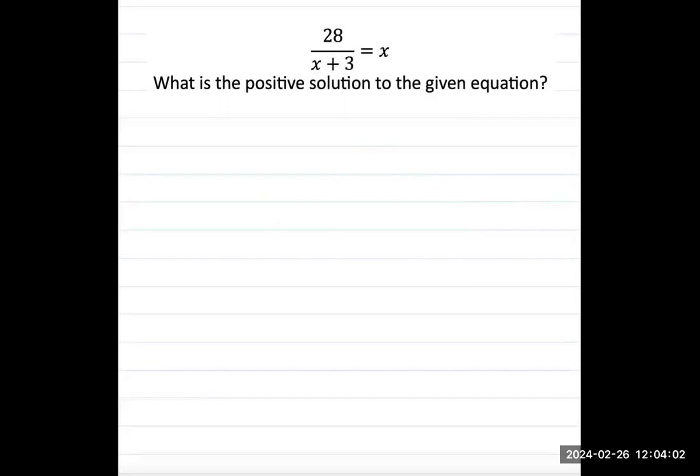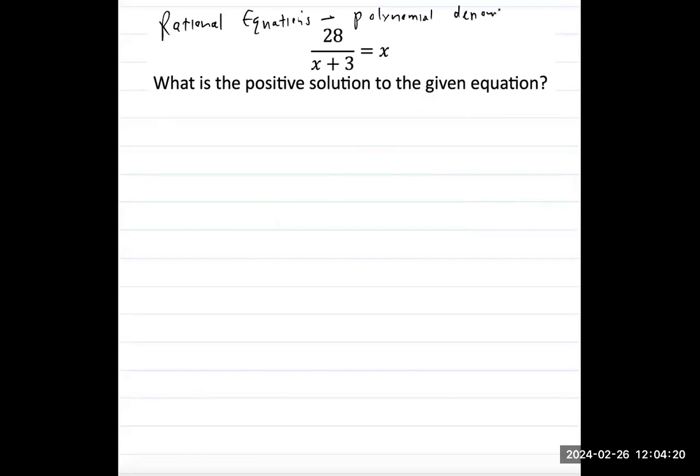Here we're being asked for the positive solution in this situation. This is a rational equation. Rational equations have polynomial denominators, and usually you solve them by multiplying by those denominators.